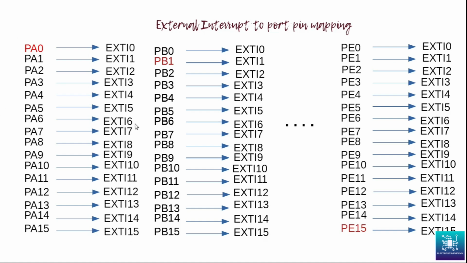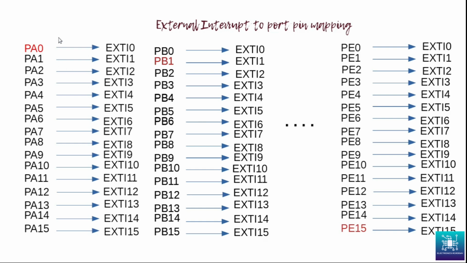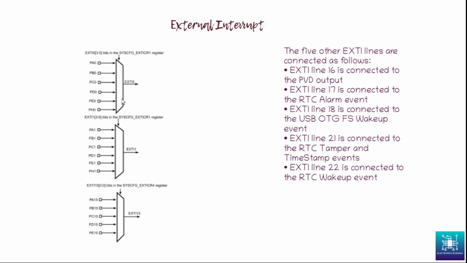How is this accomplished? The next diagram is a standard diagram that you will be seeing in many data sheets, but I thought that this slide is necessary for you to get a better idea. So coming to the next slide, this is how it is represented generally. What we saw in the previous diagram, that is port A0, port B0, port C0, port E0, are all shown to pass through a multiplexer. And this is the EXTI0 line that comes out. So this multiplexer is again configured through the SYSCFG_EXTICR1 register.